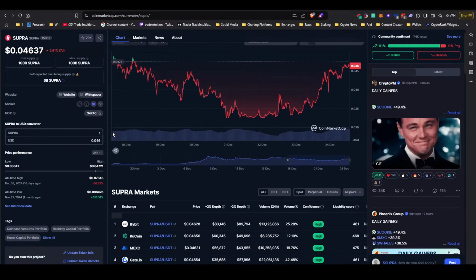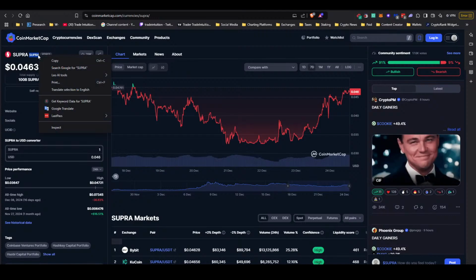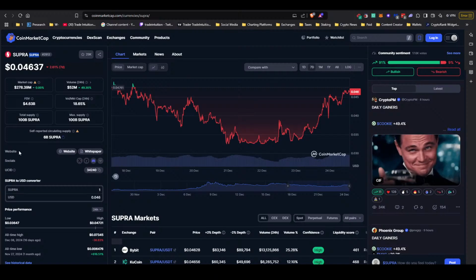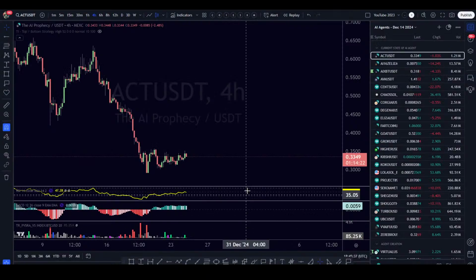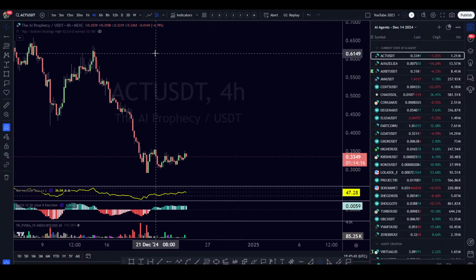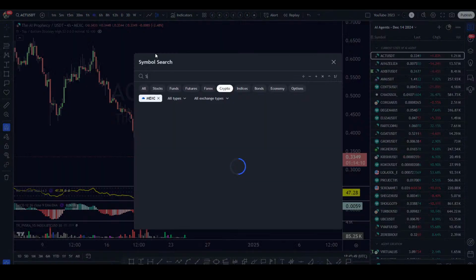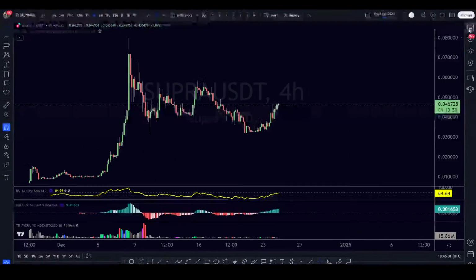Let's see here. What else can we look at? I think that's pretty much it. And it's available. So Supra. Let's copy the market cap. I'll DM you. Thank you, brother. Appreciate you, man. Also on Coinbase. Okay, it's available on leverage as well, but because it's such a small market cap coin, it's extremely high risk.